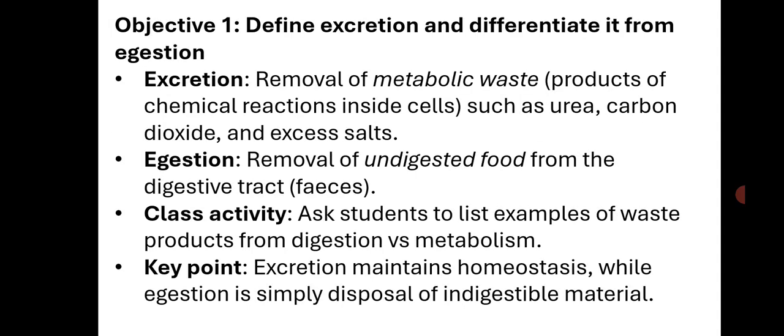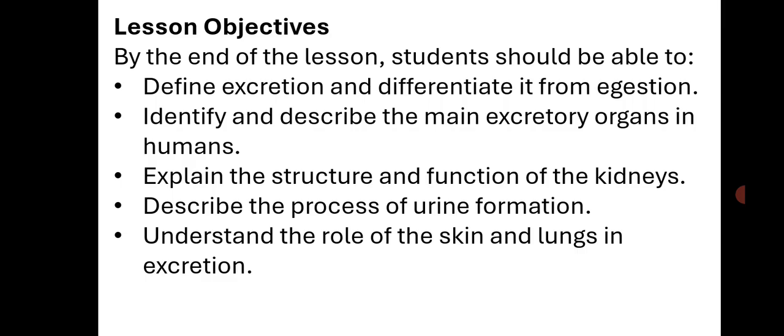All right, so we've addressed a number of objectives. We've looked at the definition of excretion and egestion. We have identified and described the main excretory organs in humans. We just started looking at the explanation of the structure and function of kidneys. We are yet to discuss the process of urine formation and later understand the role of the skin and lungs in excretion. Of course, at the very end, we are going to look at the problems associated with kidneys, such as kidney failure, for example. We'll talk about this and then look at solutions, such as the use of the dialysis machine.